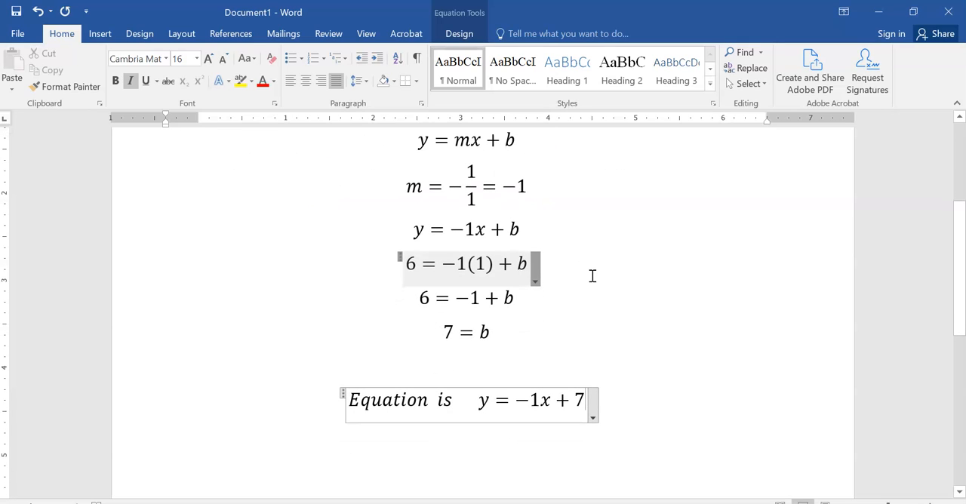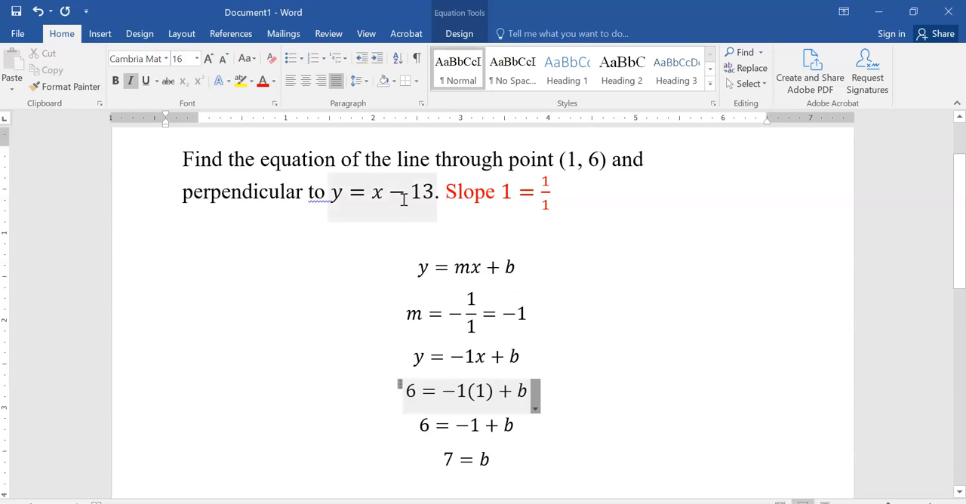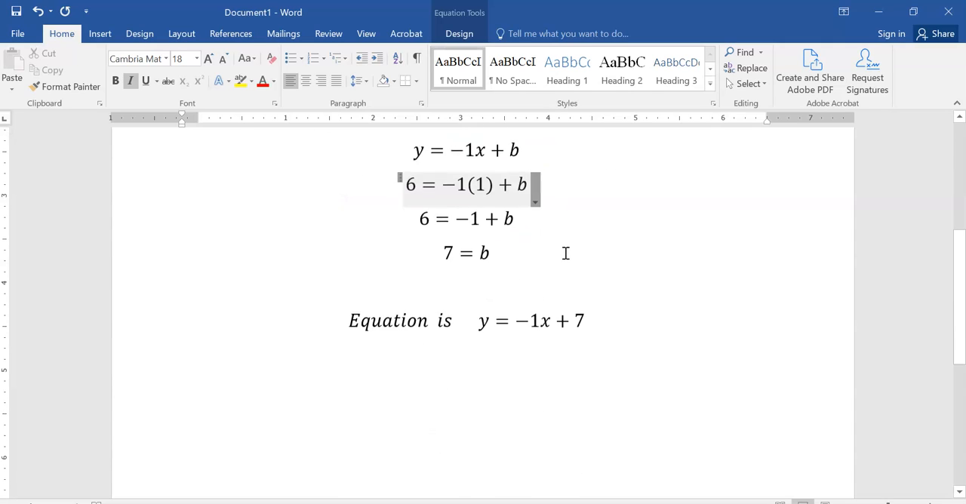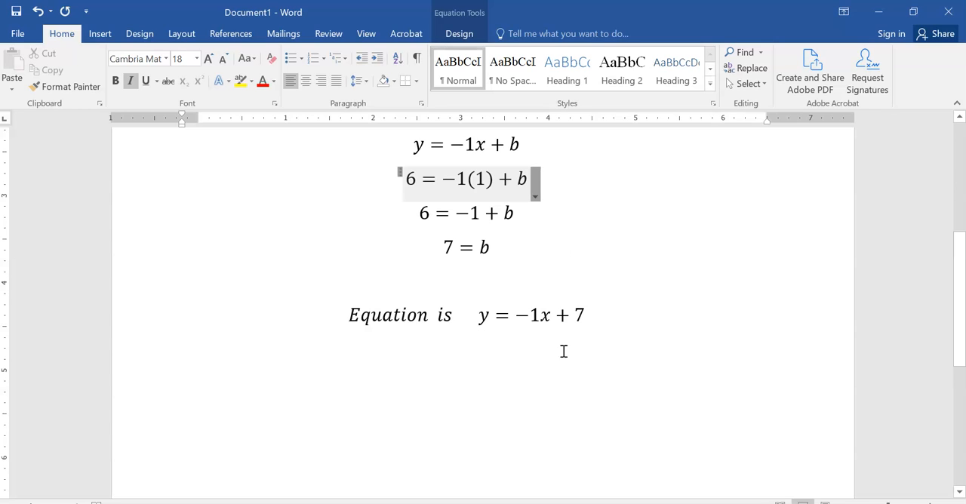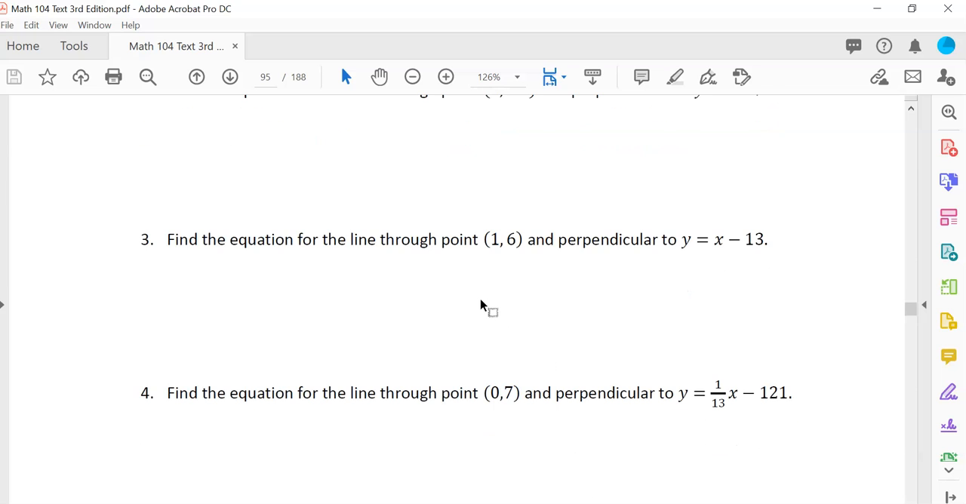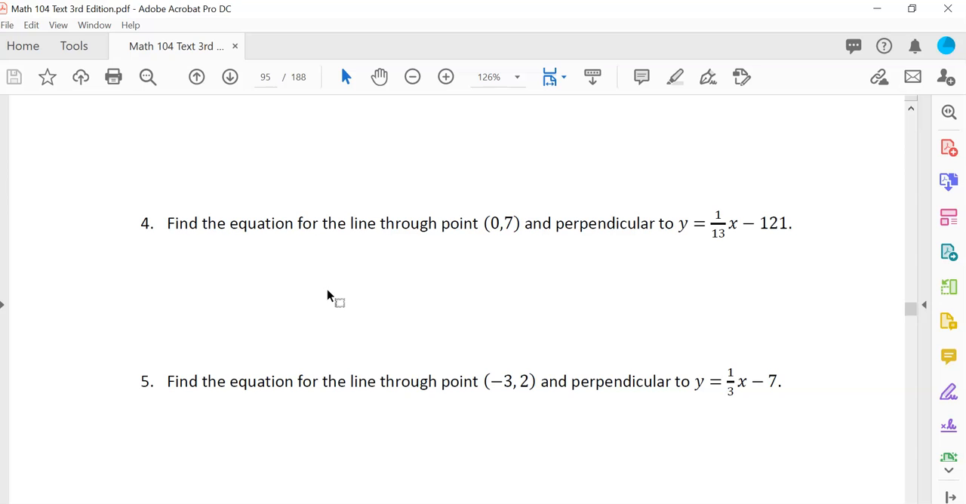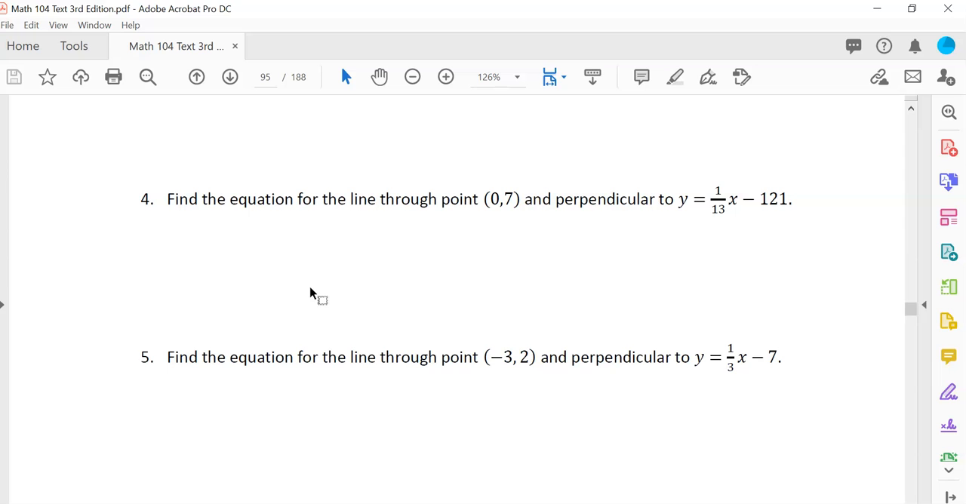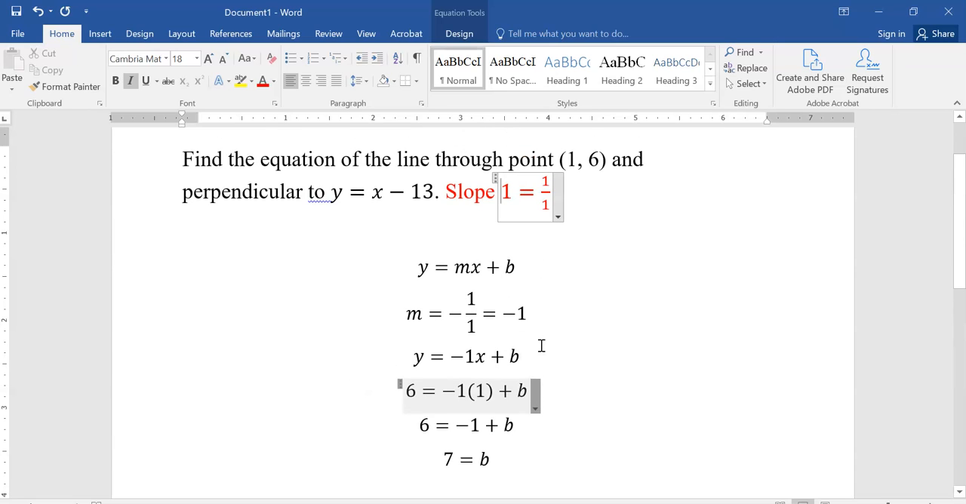All right, so there you go. Again, notice that you're not using the minus 13 part of this line. The only part that we really need is the coefficient in front of the x, which is a 1. So we just need the slope. Now, once again, as always, I'm going to stop there. If you want to do 4 and 5 on your own, the answers are in the back of the book, so you can check your work on that, but you just follow the same pattern that we did on these problems here.